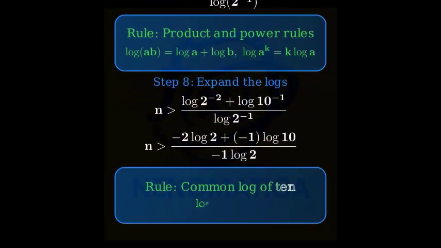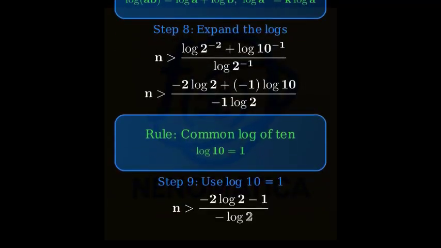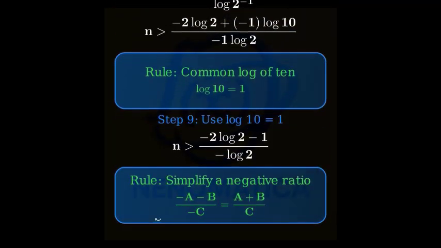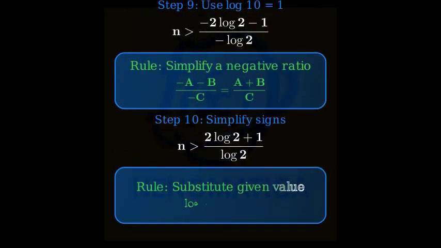Step 9. Since we are using common logarithms, log 10 equals 1. Step 10. Multiply numerator and denominator by negative 1 to simplify. Step 11. Substitute the given value.